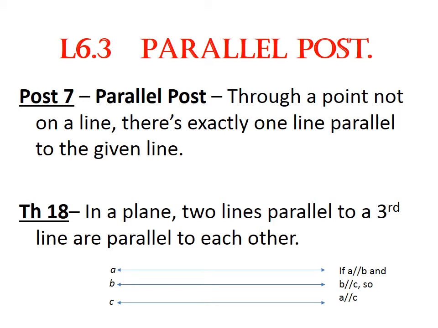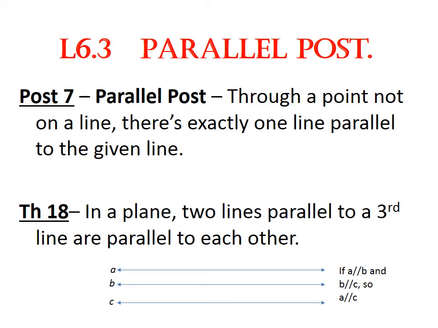Today we're going to go through lessons 6.3 and 6.4. We're going to start with postulate 7, which is the parallel postulate. Now this one's a lot of common sense. If you have a line and you have a point, there's only one way to draw that new line parallel to the given line through the given point, because otherwise it wouldn't be parallel. So that's called the parallel postulate.